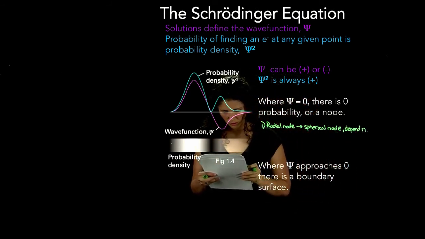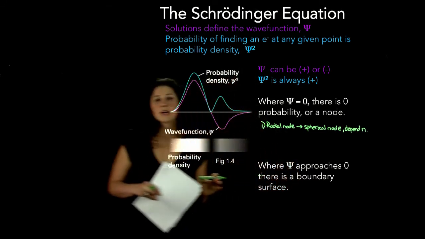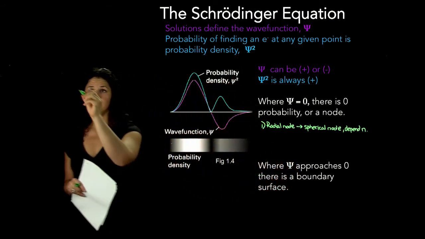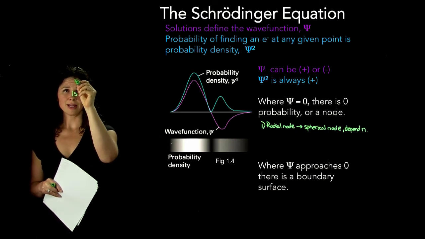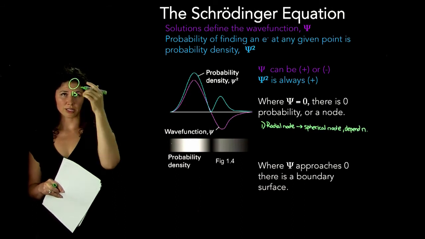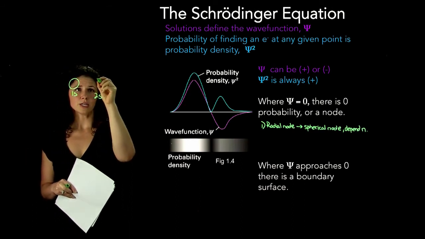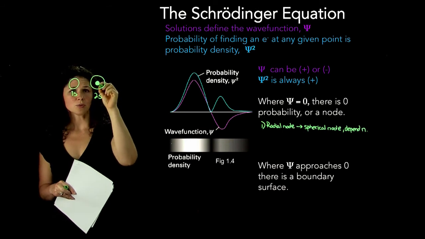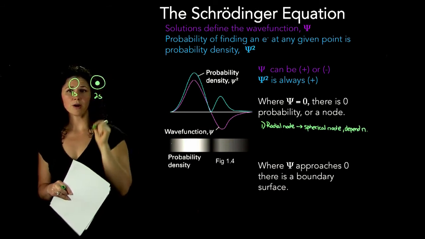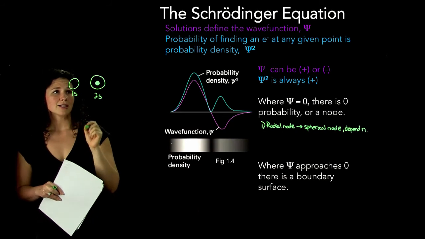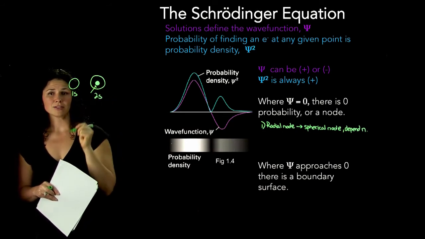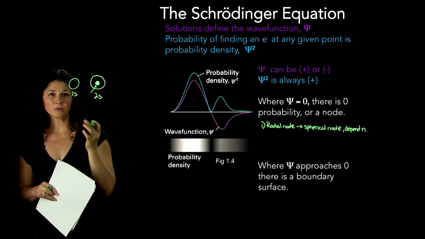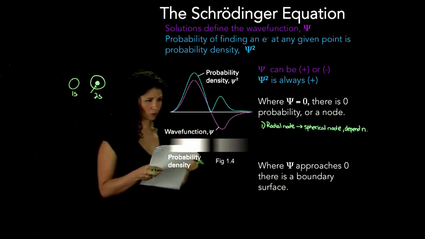A radial node that you may be familiar with is, for example, in an s orbital. So if I have a 1s orbital and I have a sphere here, and if I cut that sphere in half, it would still just look like a circle. But the 2s orbital actually has, let's say this is a negative region in the very center and a positive region. And so between these two lobes, the negative and the positive, there's actually a node. And so this guy depends on n, and that is a spherical node or a radial node.